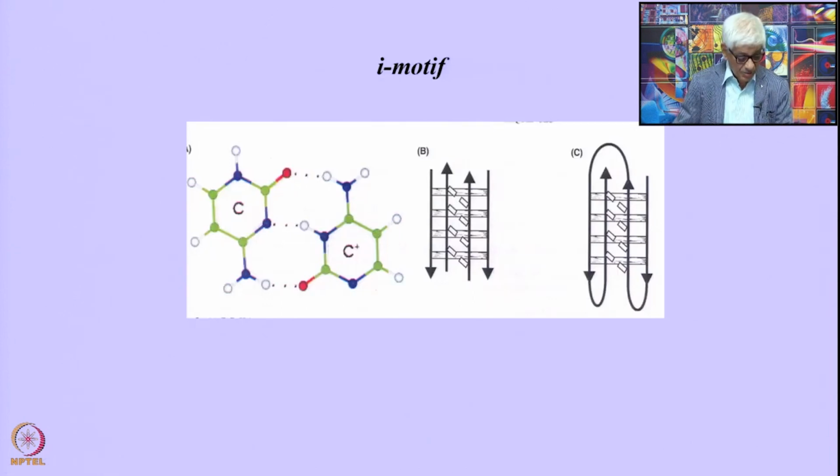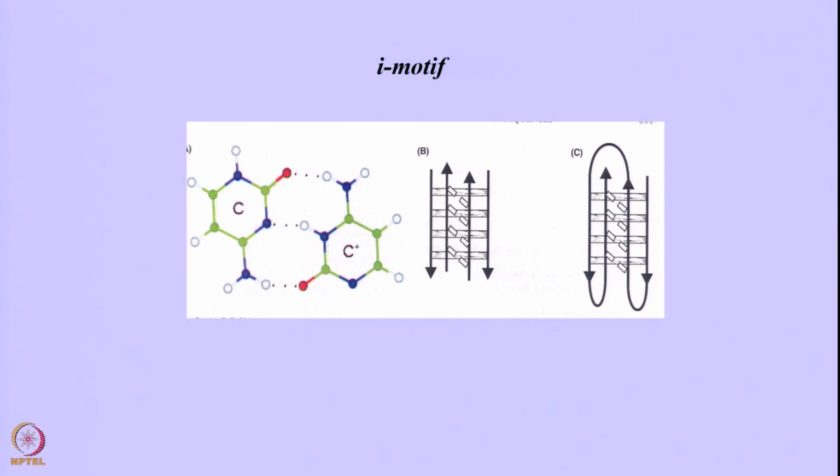Then the last structure, which was discovered some time back, is called the I motif. The I motif is a structure between C and C plus. The CC base pairing is possible, but one of the C's gets protonated here, and because of that protonation it gets a positive charge, therefore it is called the CC plus structure. Here you have two duplexes interdigitating, that is why it is called I motif. It can be different molecules, or the same molecule loops around, turns around and comes back. In this case the chain starts here, goes like this, and then turns around.